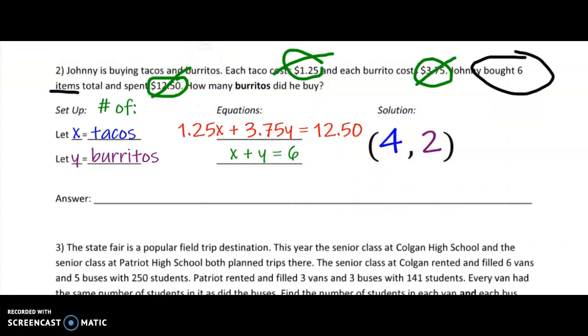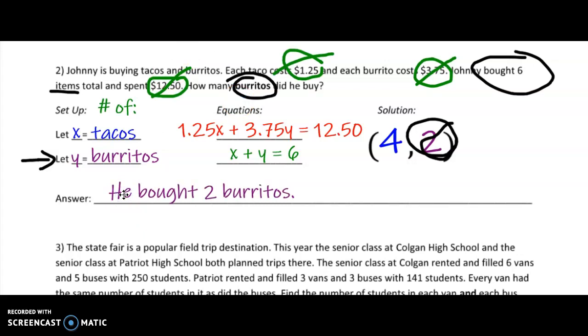Now I need to read my question. It says how many burritos did he buy? So I go back to my variables. This makes this very important. You need to know which one's burritos, X or Y. Well, I know Y is the number of burritos. So my solution is 2. So the answer to the question is he bought 2 burritos.